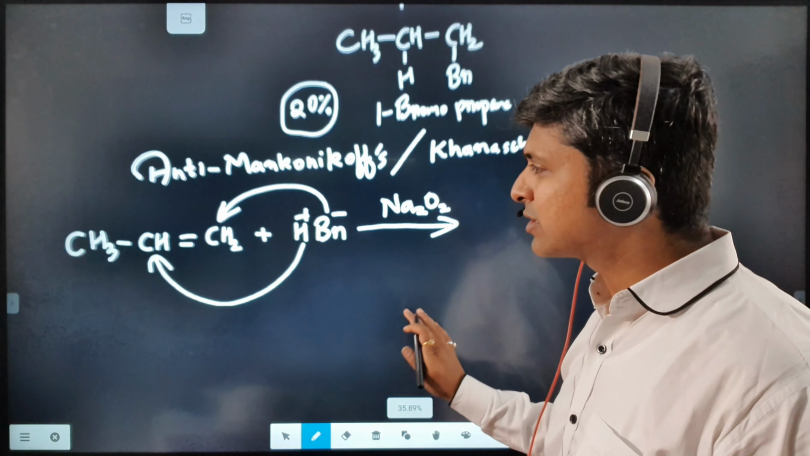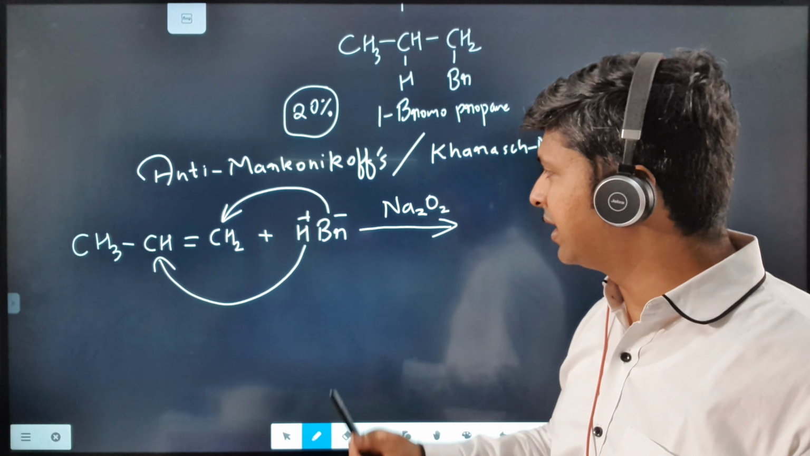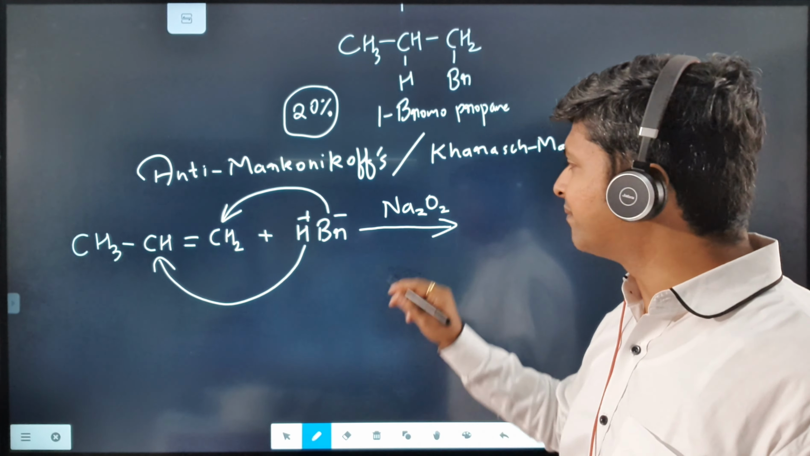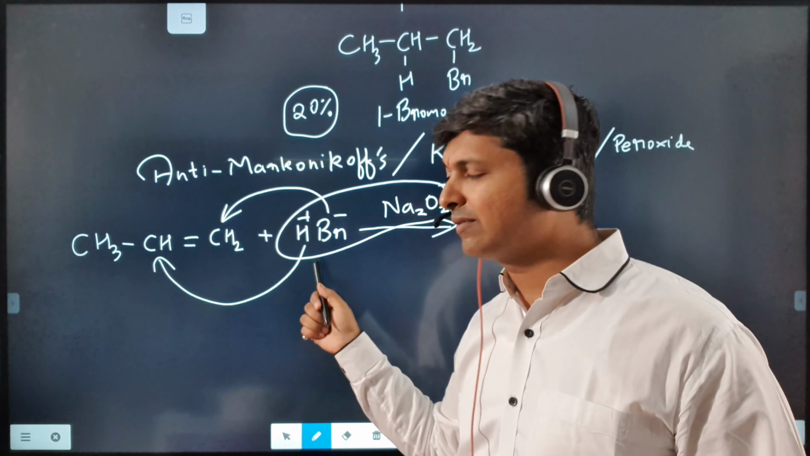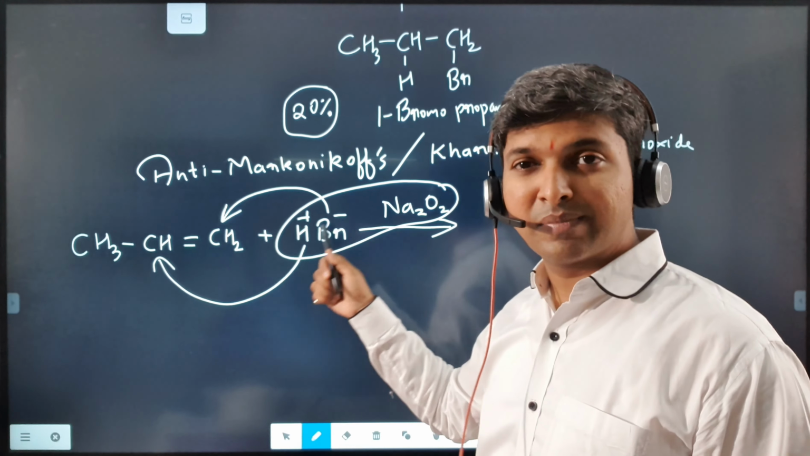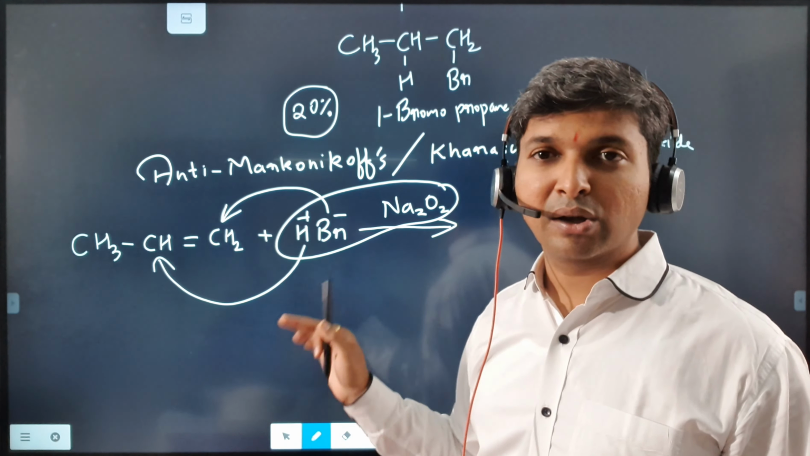So why is it called peroxide? Because this is possible only and only in the presence of a combination of HBr and peroxide. Agar dono mein se ek bhi nahi hai, say for example we are having only HBr, to aapka Markovnikov ho jayega. Theek hai, agar we are having only peroxide but instead of HBr we are having HCl, HI, HF, to bhi anti-Markovnikov's rule nahi hoga.